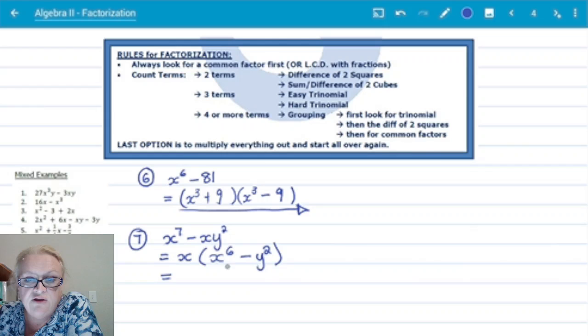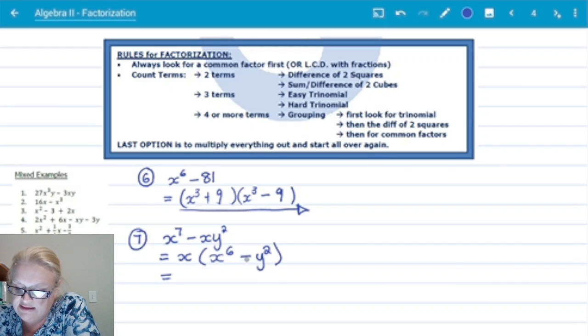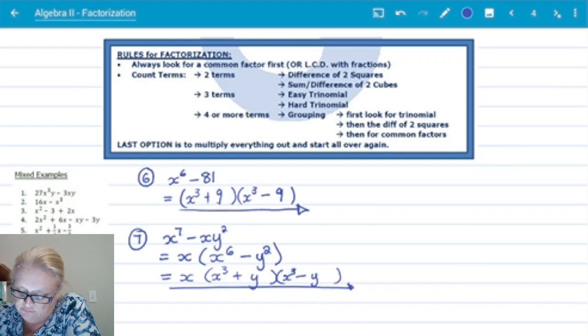Look at what's left in your bracket. There are two terms, which means it is going to be either squares or cubes. This is a difference. There are two terms, they're both squared. So I'm going to open up two brackets with a plus and a minus. x cubed, y and y. Right.